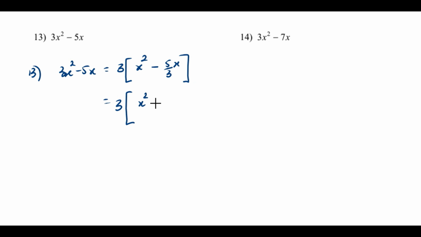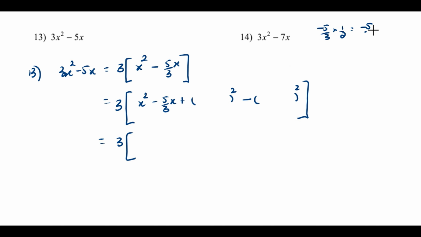So write down the first two terms, then add a bracket squared. There is no other term, so we just subtract that same bracket squared. What goes into that bracket is half the coefficient of x, so half of minus 5/3. So minus 5/3 times our half is minus 5 over 6. So minus 5 over 6 goes into the brackets.